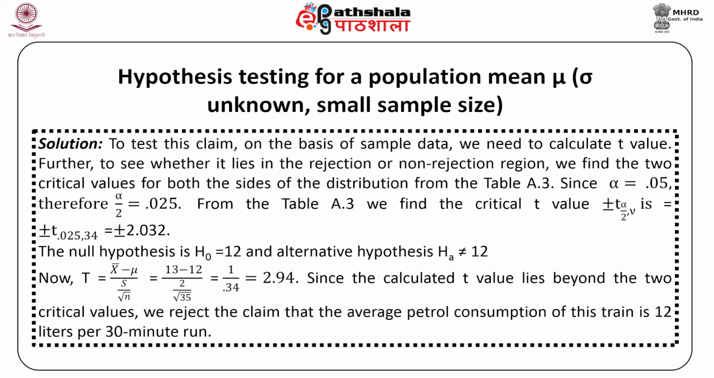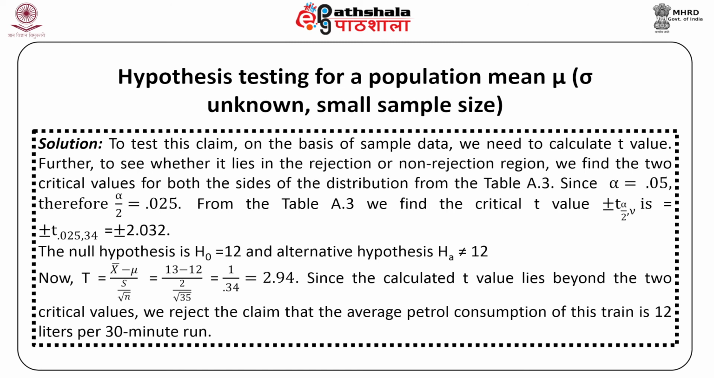0.025. From the table you can see the critical t value, plus minus t alpha by 2 with nu degrees of freedom equal to 34 and alpha by 2 equal to 0.025. So we want to calculate t 0.025 for 34 degrees of freedom, and you can see from the table that this comes out to be plus minus 2.032. We write plus minus because the values will be the same on the right hand side as well as on the left hand side.